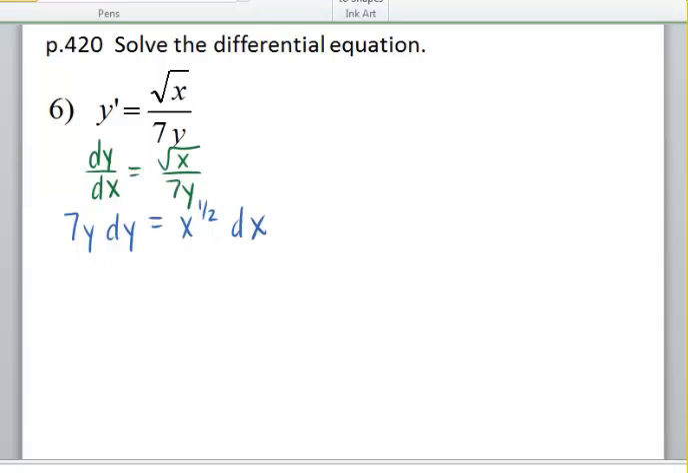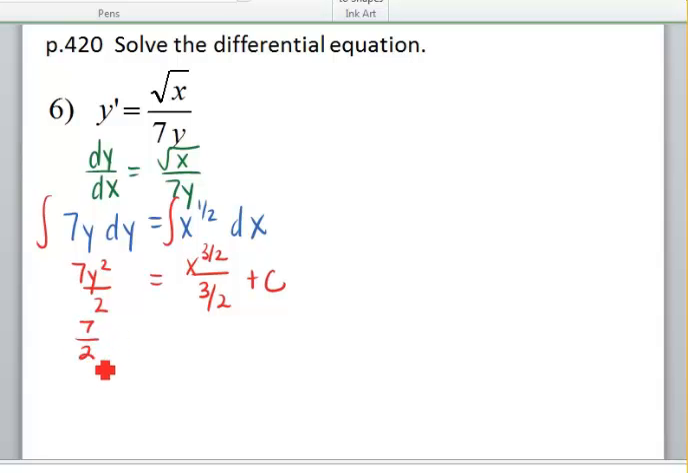Once your variables are separated, then you're ready to integrate. Just integrate like normal. This integral says that we are integrating with respect to y. So I just raise it by 1 and put it over that power. I can put plus c. We're only going to need 1 plus c. So then I have x to the 3/2 over 3/2 plus c.